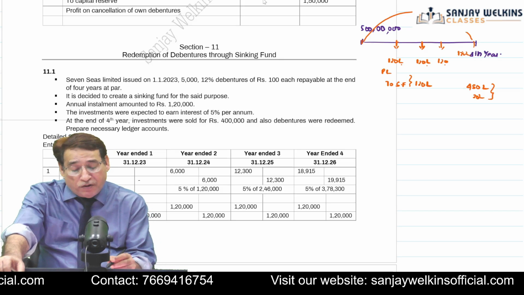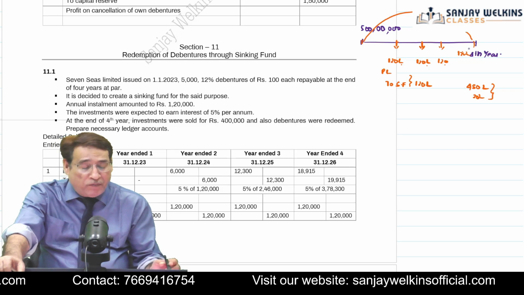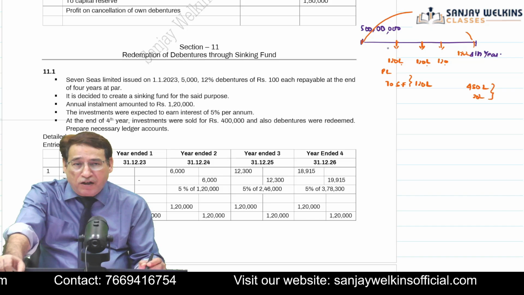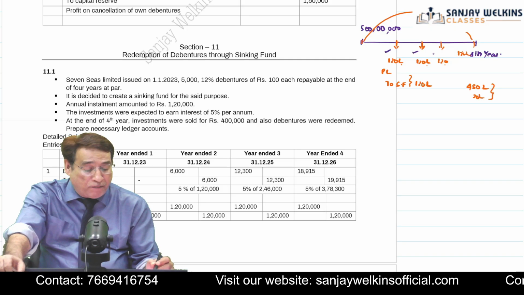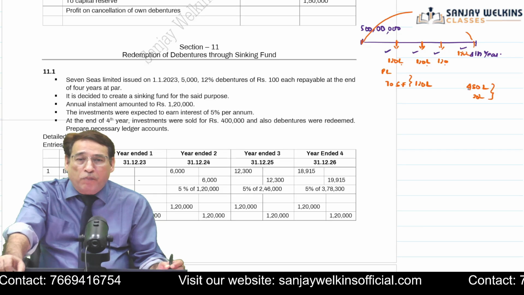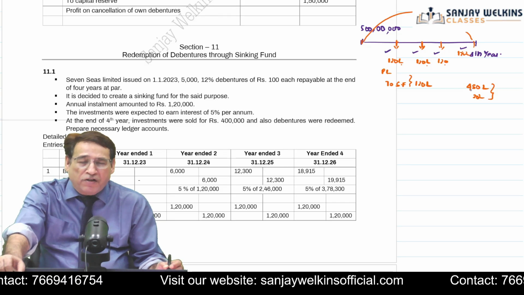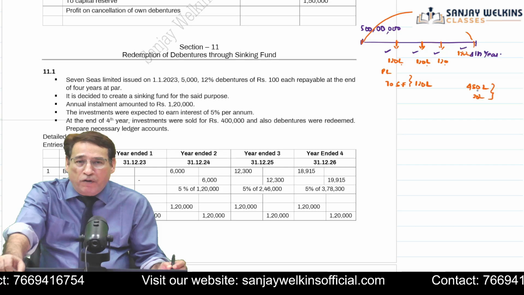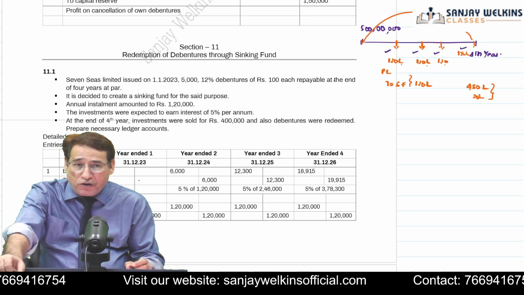That means under the concept of the sinking fund, in order to redeem the debenture, every year the directors of the company decide to set aside a part of the profit, so that by the time they reach the end of the maturity period, they have at least enough savings so that they do not have any problem in repayment of the debentures. Is it clear to you?